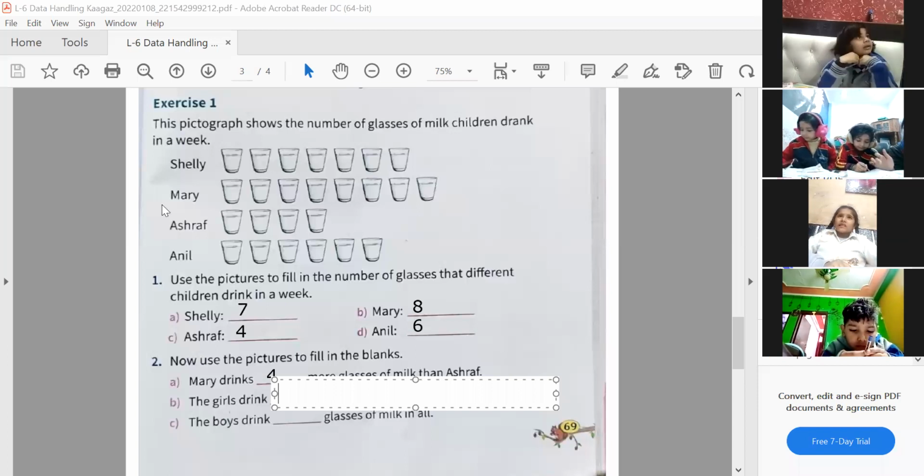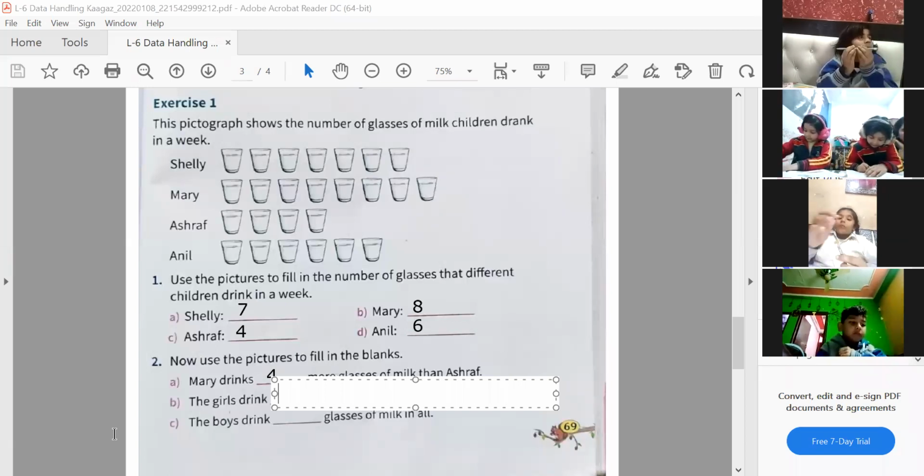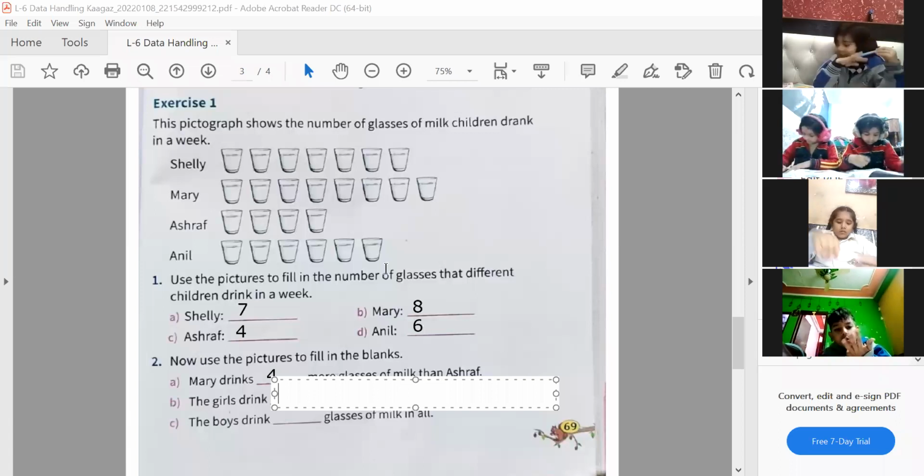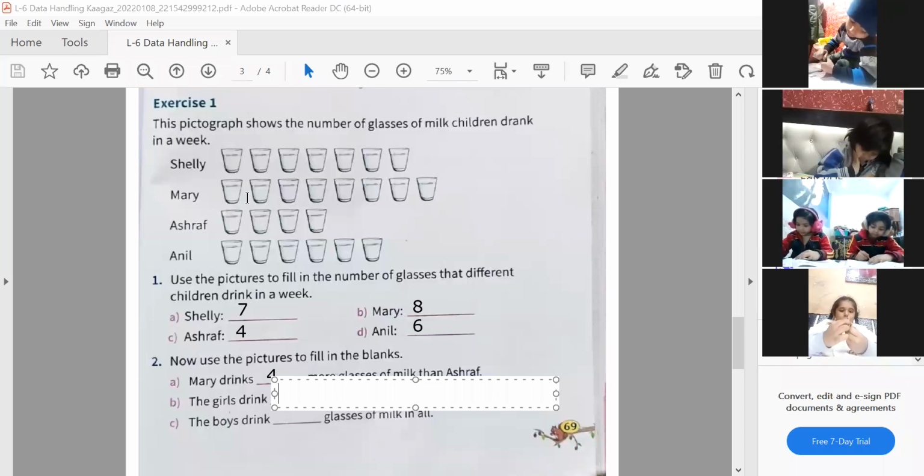But it's very simple. 7 plus 8. Kavishree, please unmute yourself. Good morning, ma'am. Good morning. You please tell me question number B. 15. Good. 15 glasses.